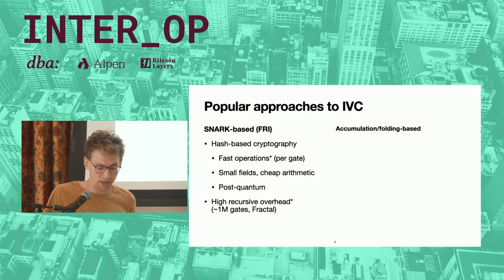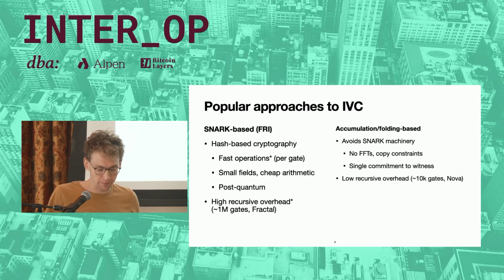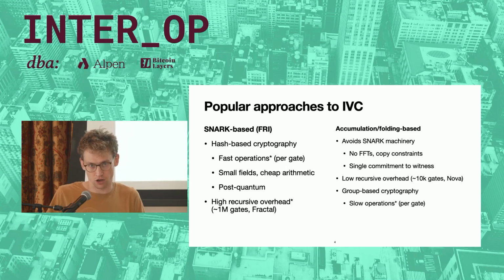On the other hand, we have these very new accumulation or folding-based techniques, which at a very high level avoid a lot of the SNARK machinery. They have a very low recursive overhead, only about 10,000 gates. But on the other hand, they use group-based cryptography, something based on discrete logs, which has two key downsides. The first is that the cost per gate is slow. It has fewer gates, but the cost per gate is slower. And the other big downside is that it's not post-quantum.